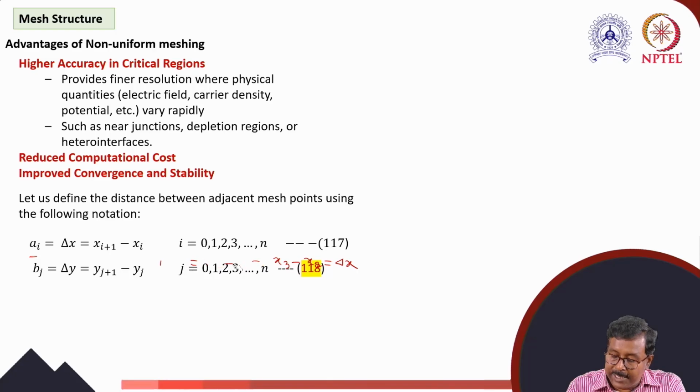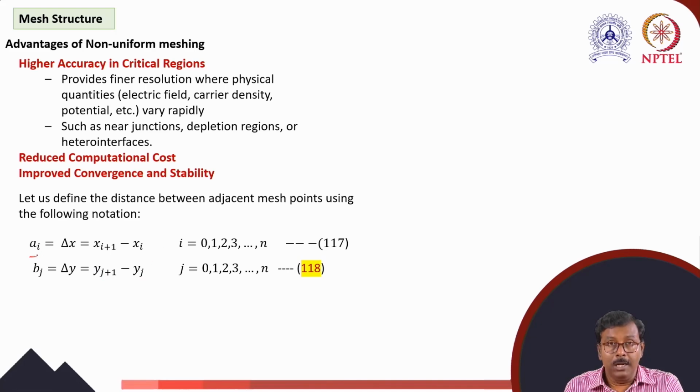And bj, the other symbol we use to define the distance along the y direction, delta y, that will be yj plus 1 minus yj. j is the next suffix, to differentiate from i, that's why j is used. Similarly, y1 minus y0, y2 minus y1 in this way, that will be the bj. So b0 means y1 minus y0. ai means xi plus 1 minus xi. And bj is equal to yj plus 1 minus yj.